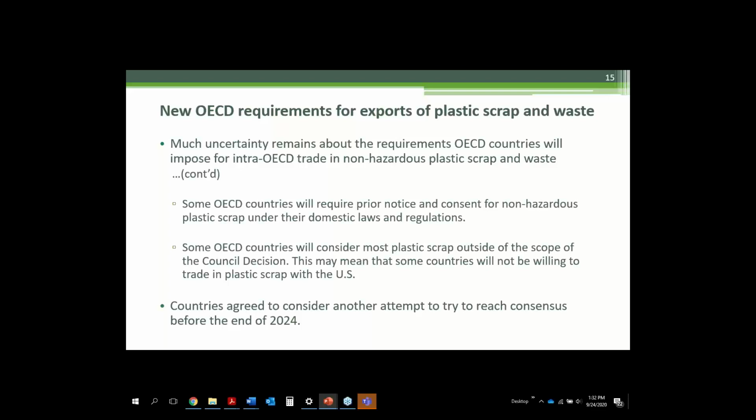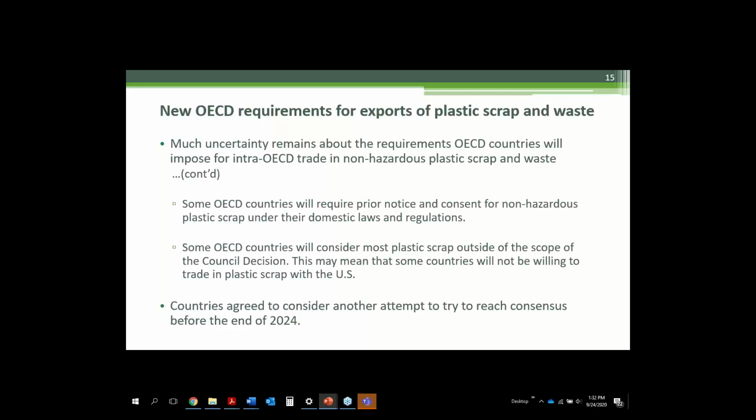Now, the countries in the OECD have been asked to tell the OECD organization, called a secretariat, which interpretation they're going to use. Are they going to use out of scope? Are they going to say that the OECD Council decision covers it and they're still willing to trade without notice and consent? Or are they going to say the Council decision covers plastic scrap, but we're going to require notice and consent? So there are different approaches countries can take. And the countries have not reported yet. They need to report by December.